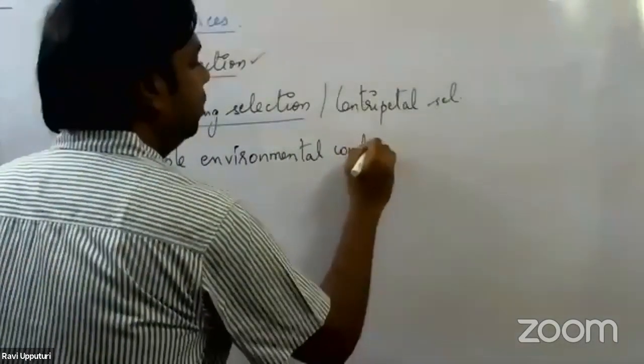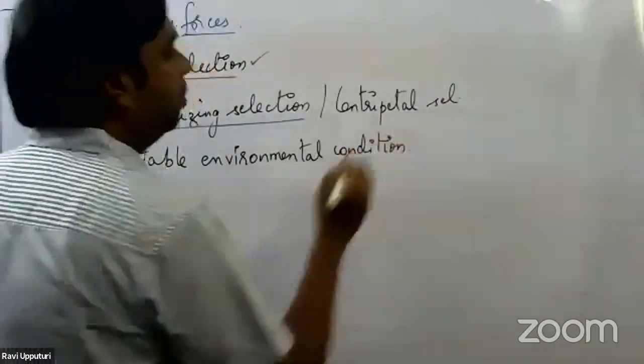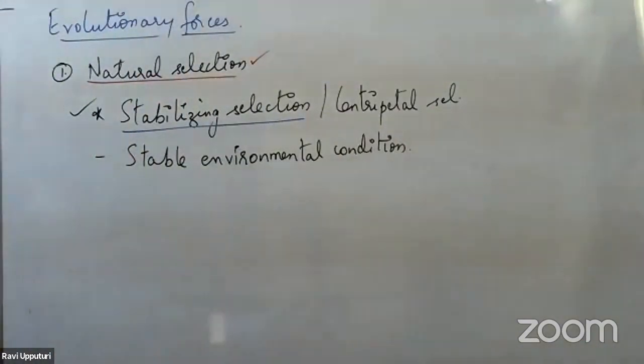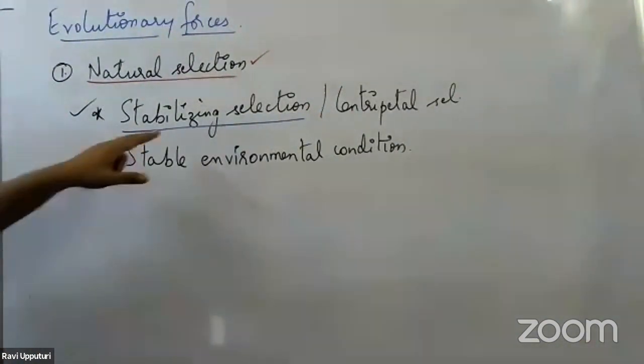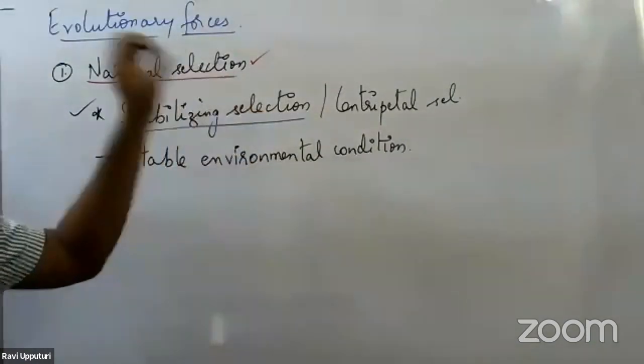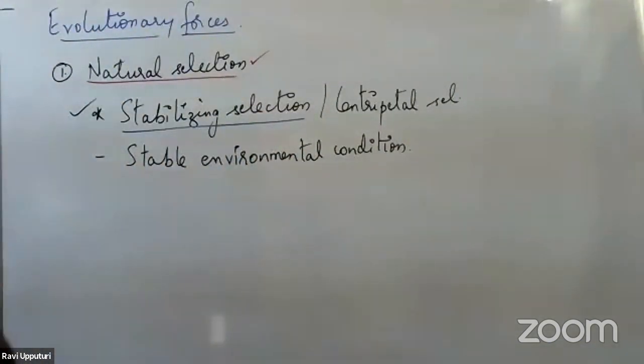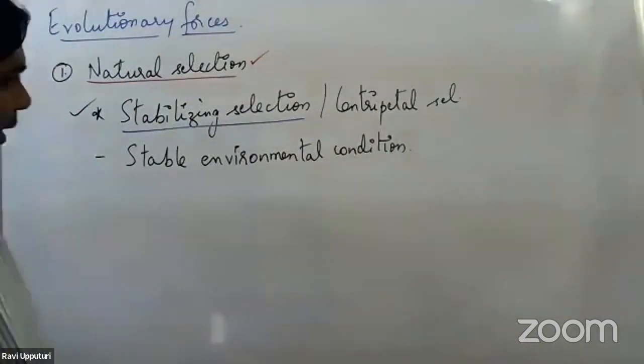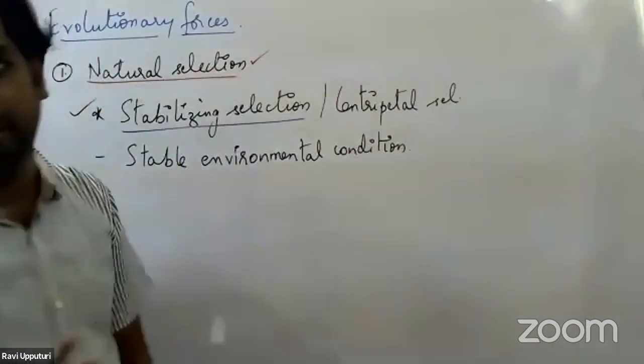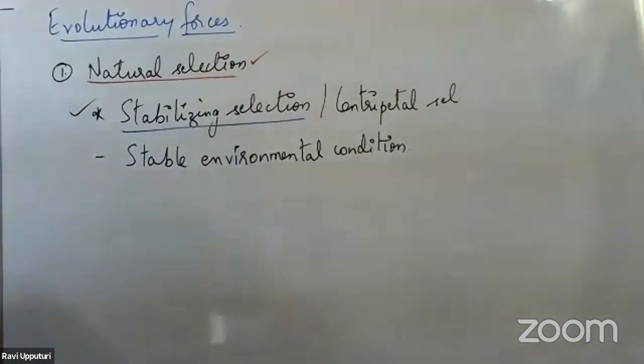So what does this mean? Wherever the environmental conditions remain unchanged, wherever there are constant environmental conditions, only there will this sort of selection, called stabilizing selection, operate. This is the first thing you need to remember.